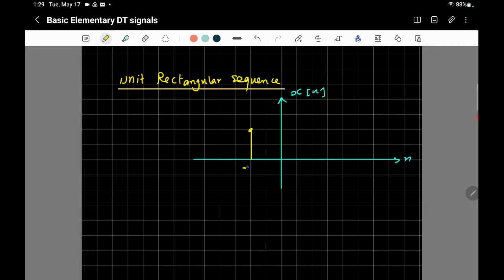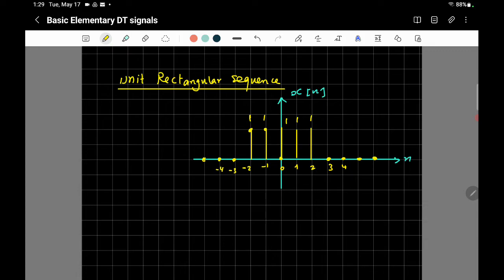and this is called -2, -1, it has 1 at 0, at 1, at 2, and 0 after that. At 3 is equal 0, 4 equals 0, and -3 is equal 0, -4 is equal 0, and so on. So that's a unit rectangular sequence.